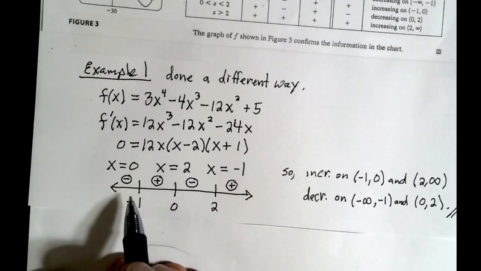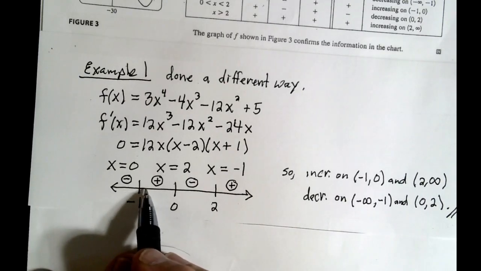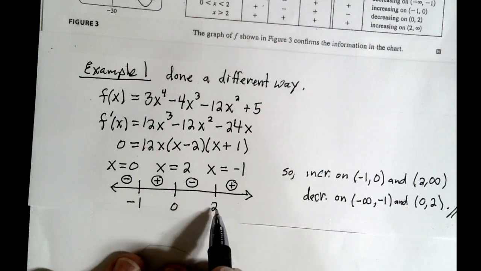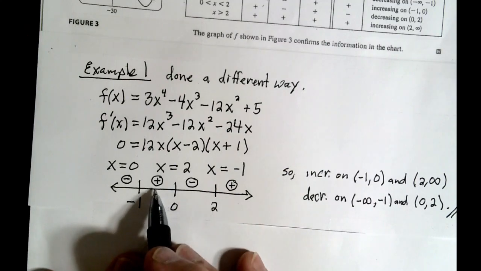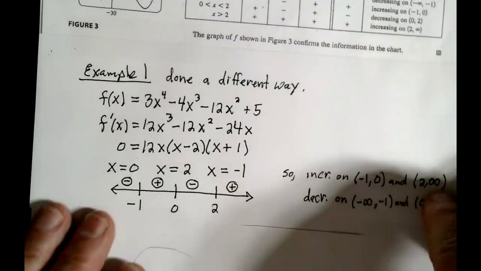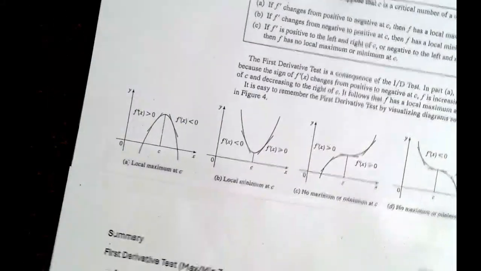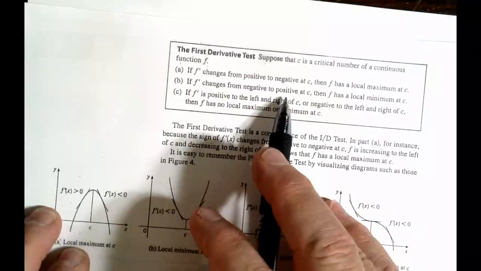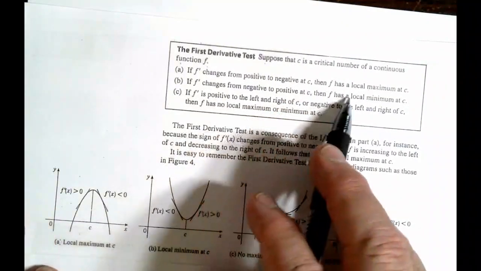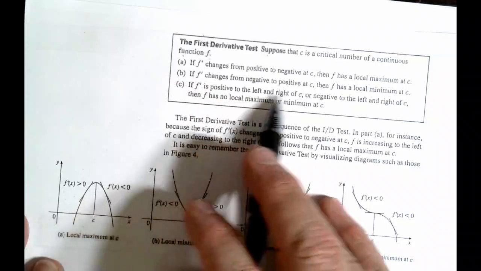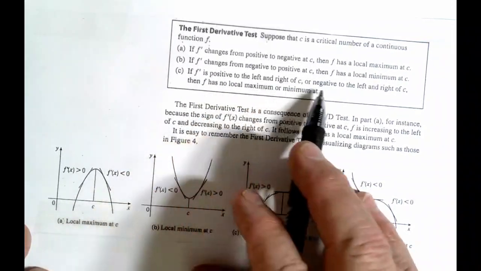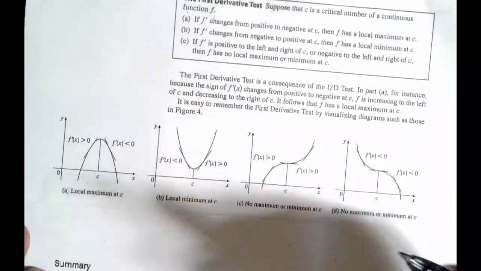You can also notice that when it goes from minus to plus at -1 and minus to plus at +2, that is a local min. And where it goes from plus to minus, that's the local max. Okay, so they just formalized it that if the first derivative changes from positive to negative at some number, then it has a local max. If it goes from negative to positive, it has a local min. If it goes from positive to positive or negative to negative, it has neither.